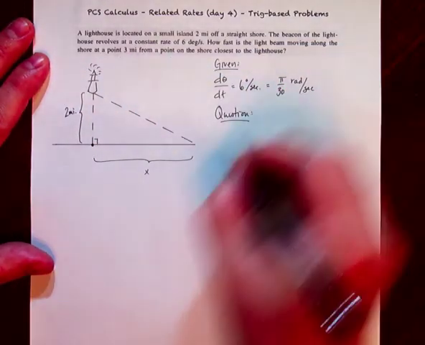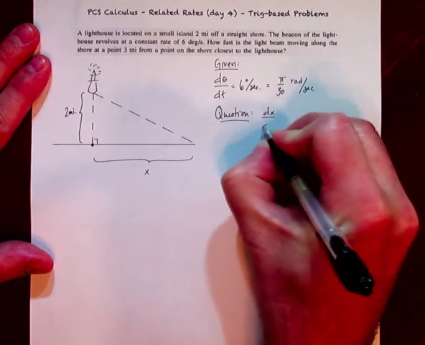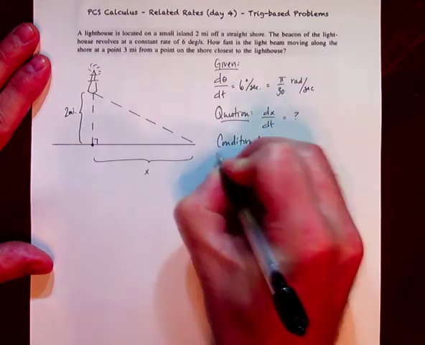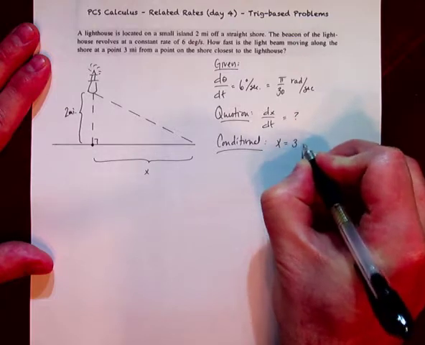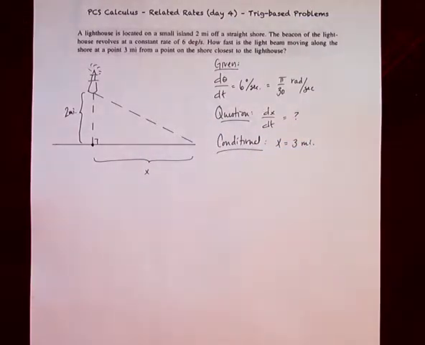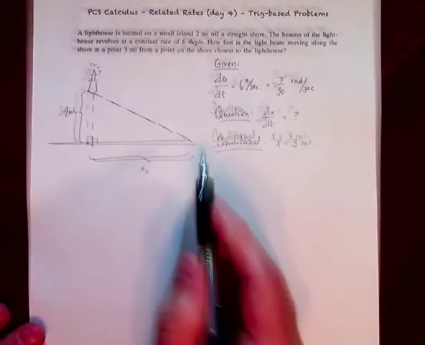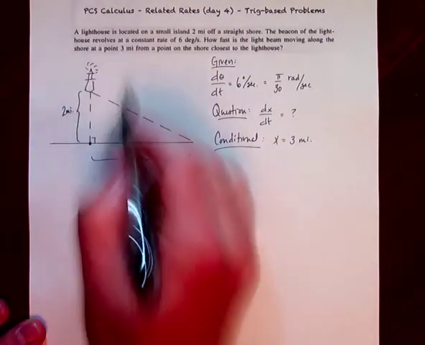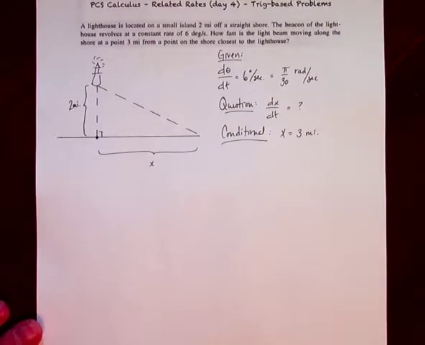Now, how fast is the beam of light moving along the shore at a point 3 miles from that point? So basically the question is, what is dx/dt when x is equal to 3 miles? Now, is dx/dt positive or negative? Well, in this case, it doesn't really matter because you don't know whether it's 3 miles this way or 3 miles this way. You also don't know which way it's spinning around. So it doesn't really matter, okay?